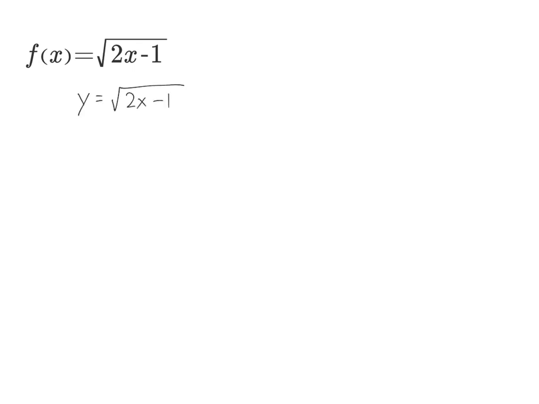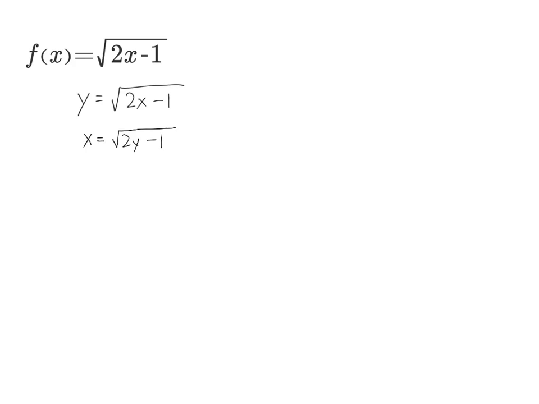Now the definition of an inverse is that we're switching our inputs and outputs. And in our case, x is our input, y is my output. So I'm going to switch them. So I end up getting x equals the square root of 2y minus 1. Now we just solve for y.